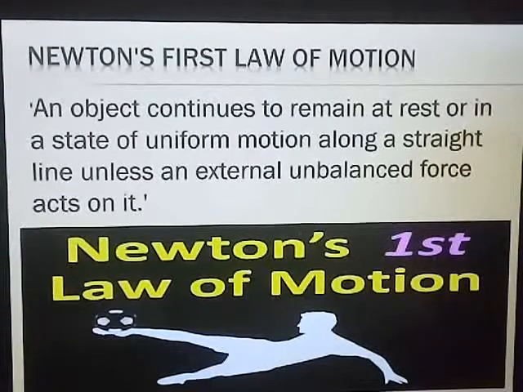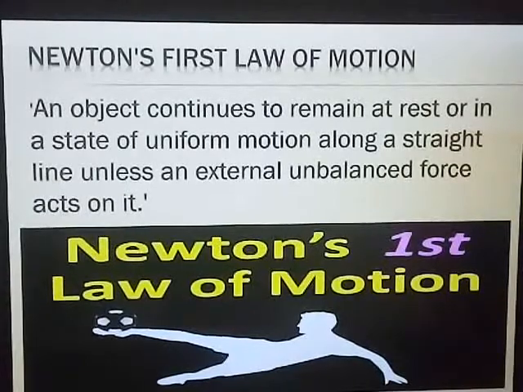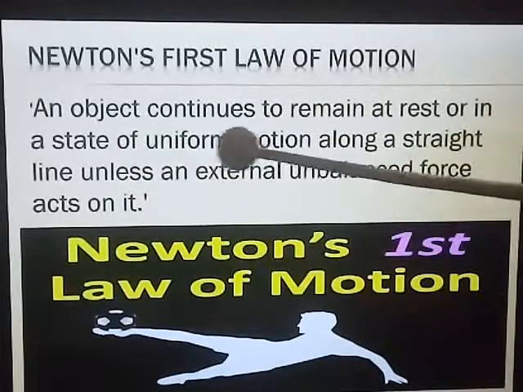Any object, here I had told you, especially an inanimate object. Inanimate means non-living things. Non-living things will continue to remain at rest. For example, we had taken the example of a duster or a compass box or a water bottle which is lying on the table. It will not move unless and until you apply some external force. External means a force from outside acts on it, or in a state of uniform motion.